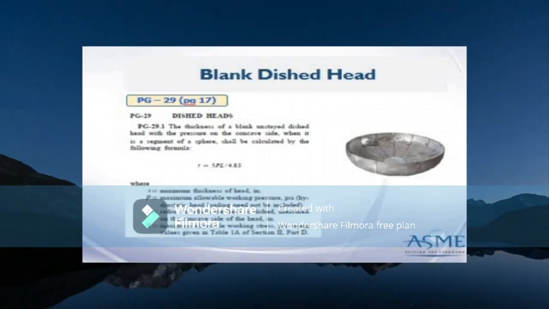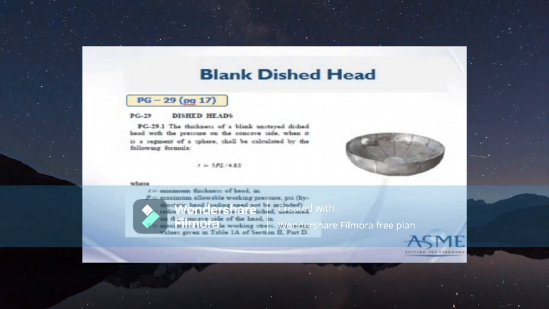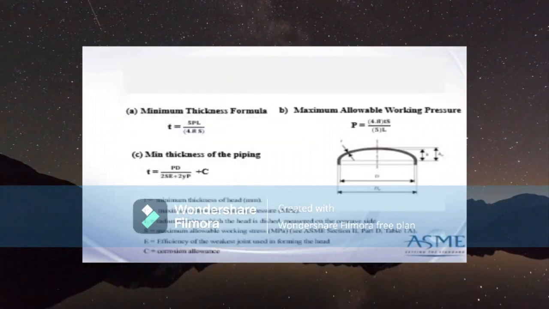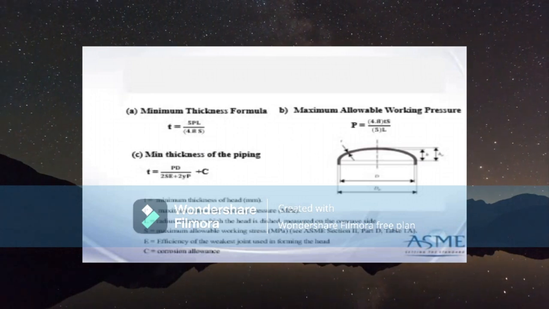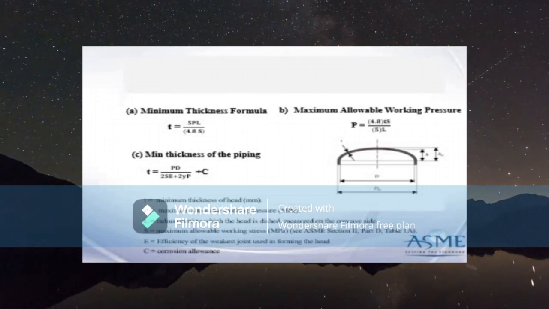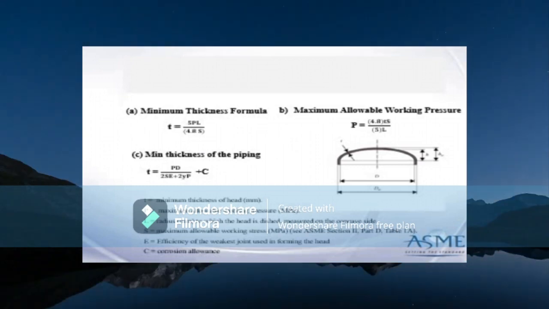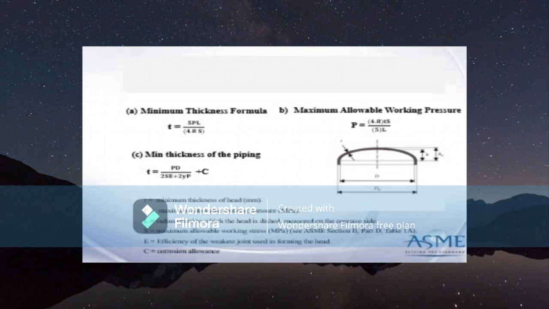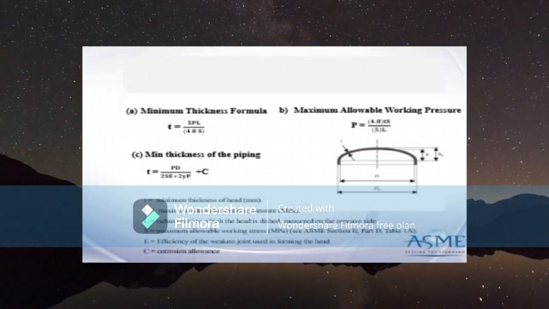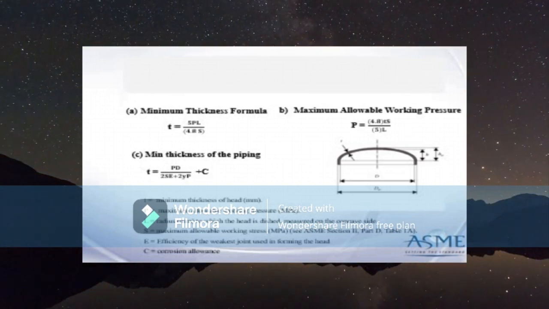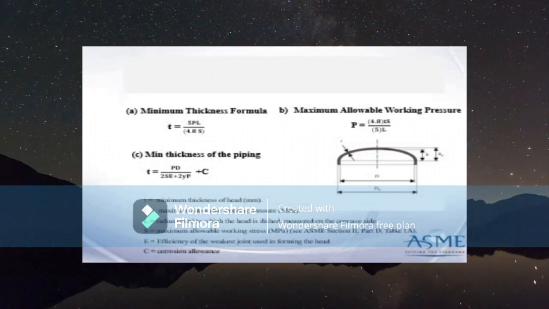Here is the formula for blank dished head. A. Minimum thickness formula. B. Maximum allowable working pressure. C. Minimum thickness of the head.